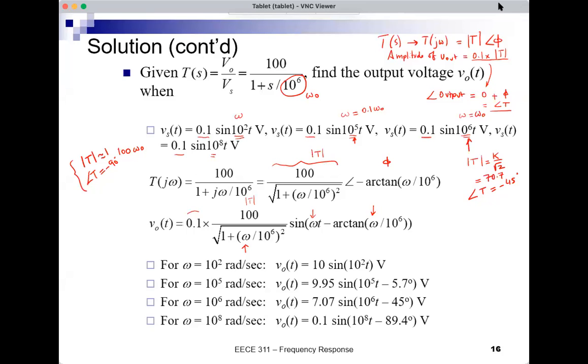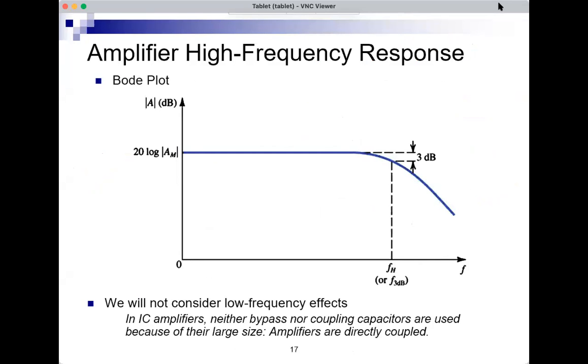Let's move on. And now let's consider not just a simple circuit with one capacitor. Let's consider an amplifier and see how an amplifier's high frequency response looks. This is actually how the high frequency response of amplifiers we study in this course would look. So on the y-axis, I have the gain in dB. So that's a magnitude Bode plot. And on the x-axis, I have f, so frequency, but in hertz, not in radians per second. This can be omega, no problem. And of course, log scale for a Bode plot.